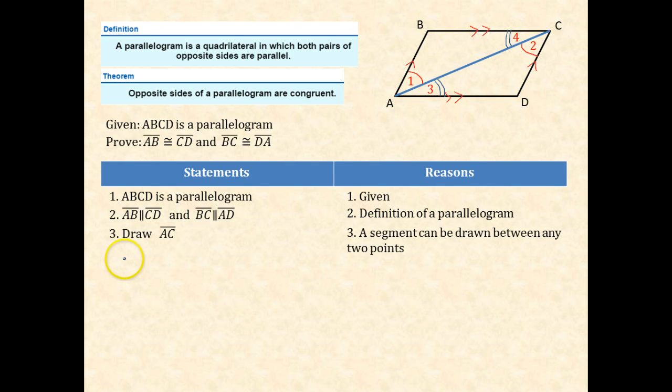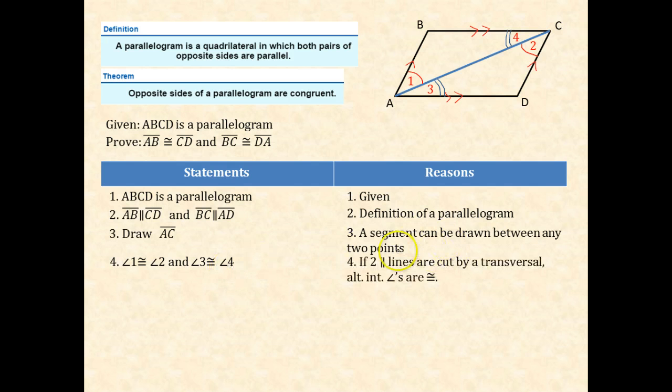So let's say that down here in the proof, angle 1 is congruent to angle 2, and angle 3 is congruent to angle 4. And why can I say that? Because when two parallel lines are cut by a transversal, alternate interior angles are congruent.